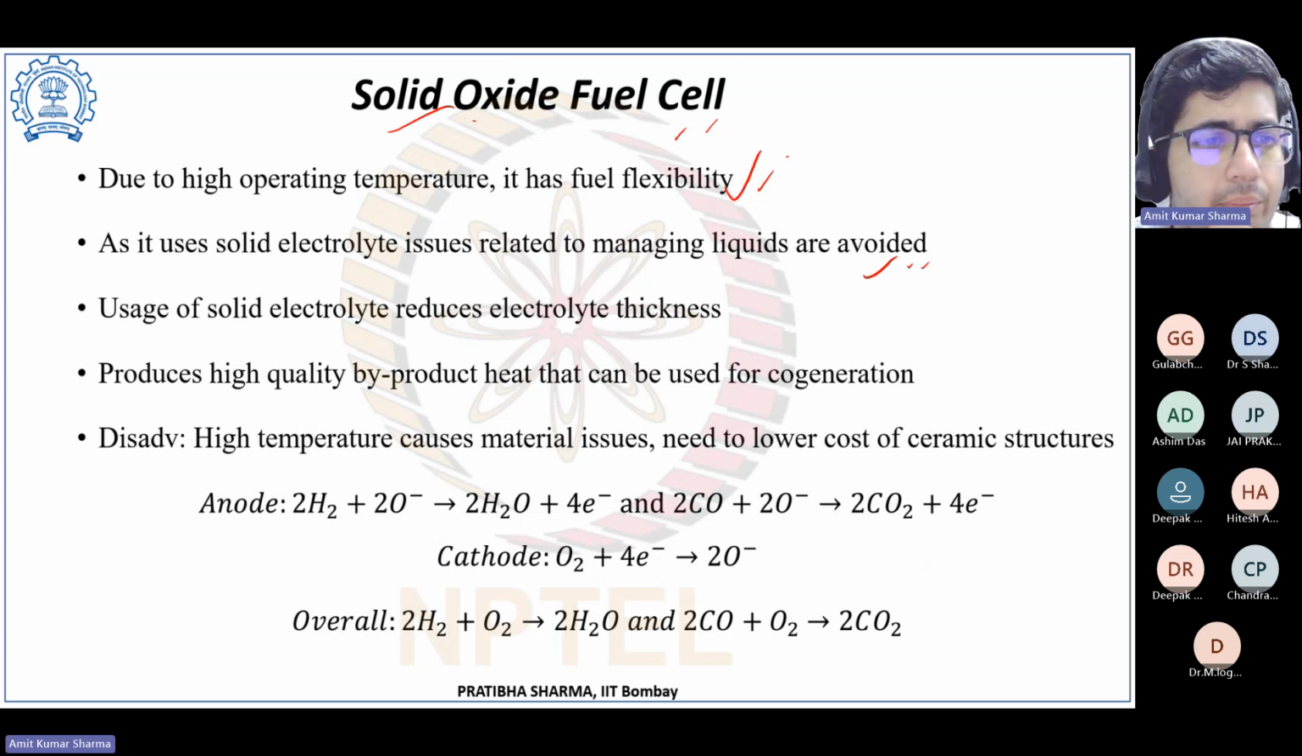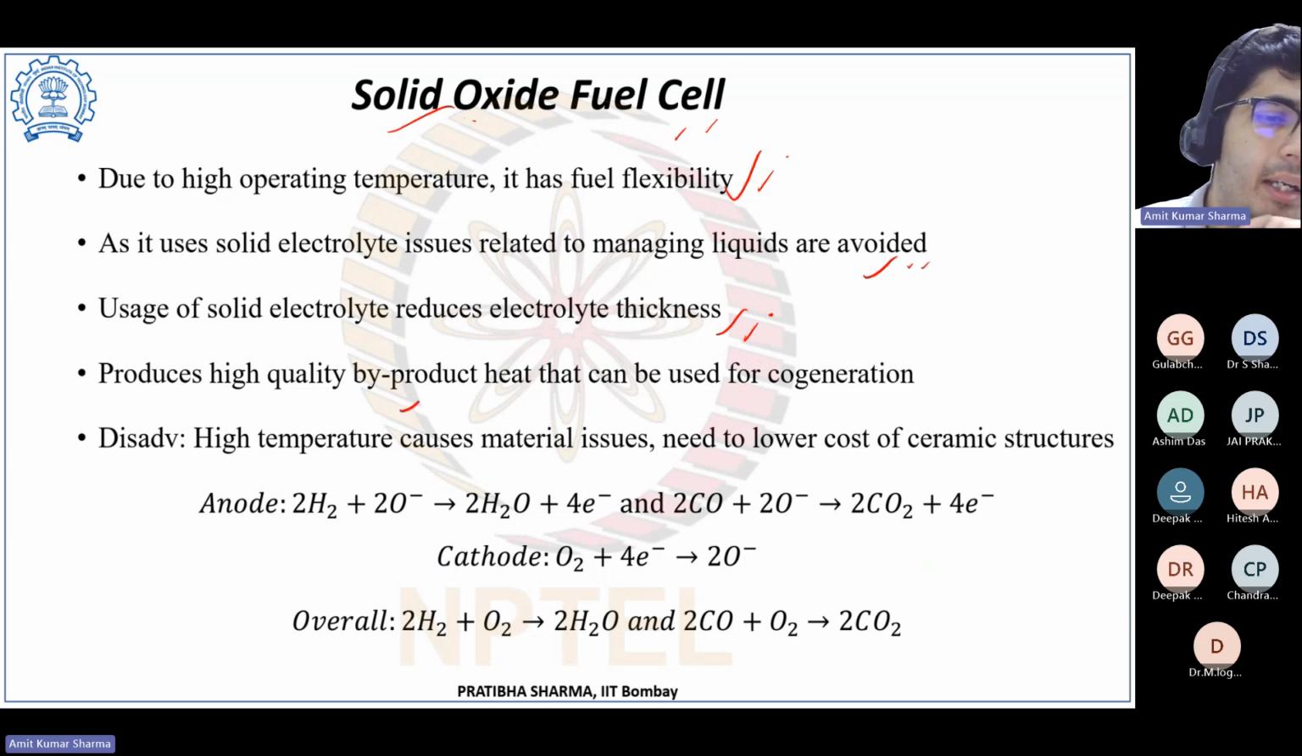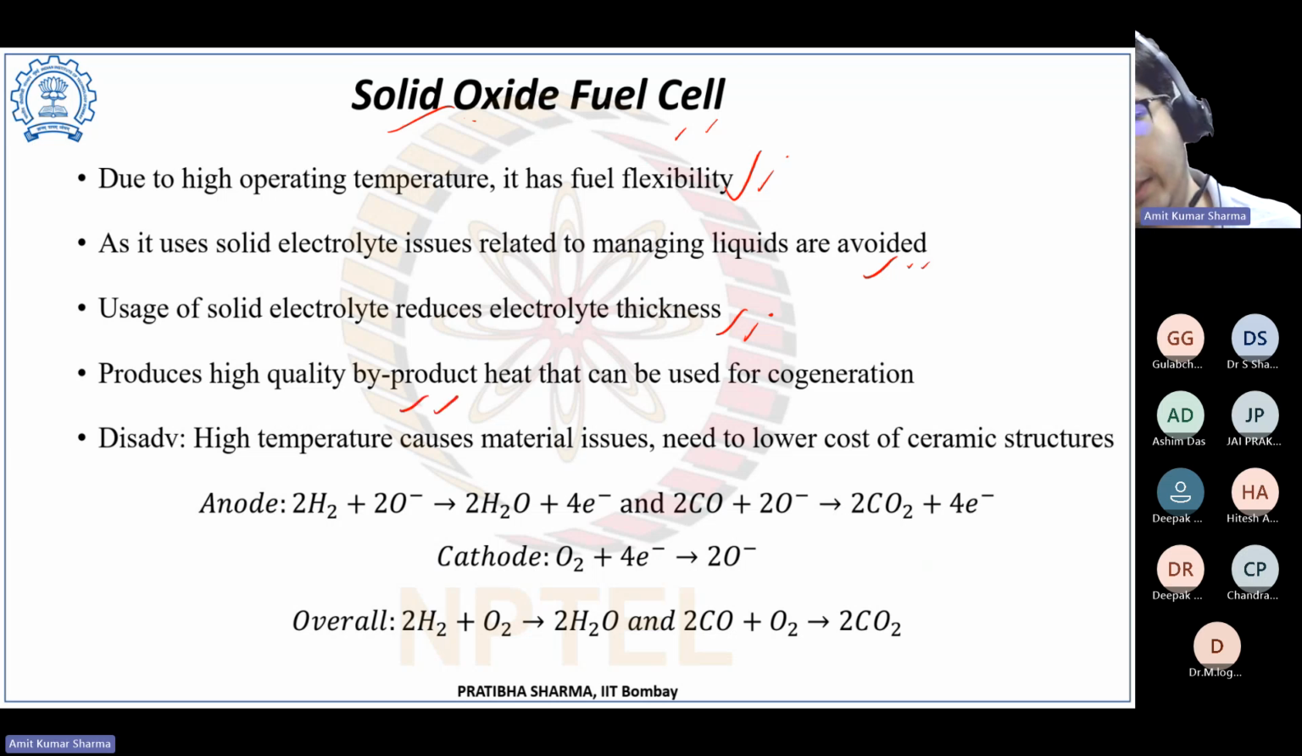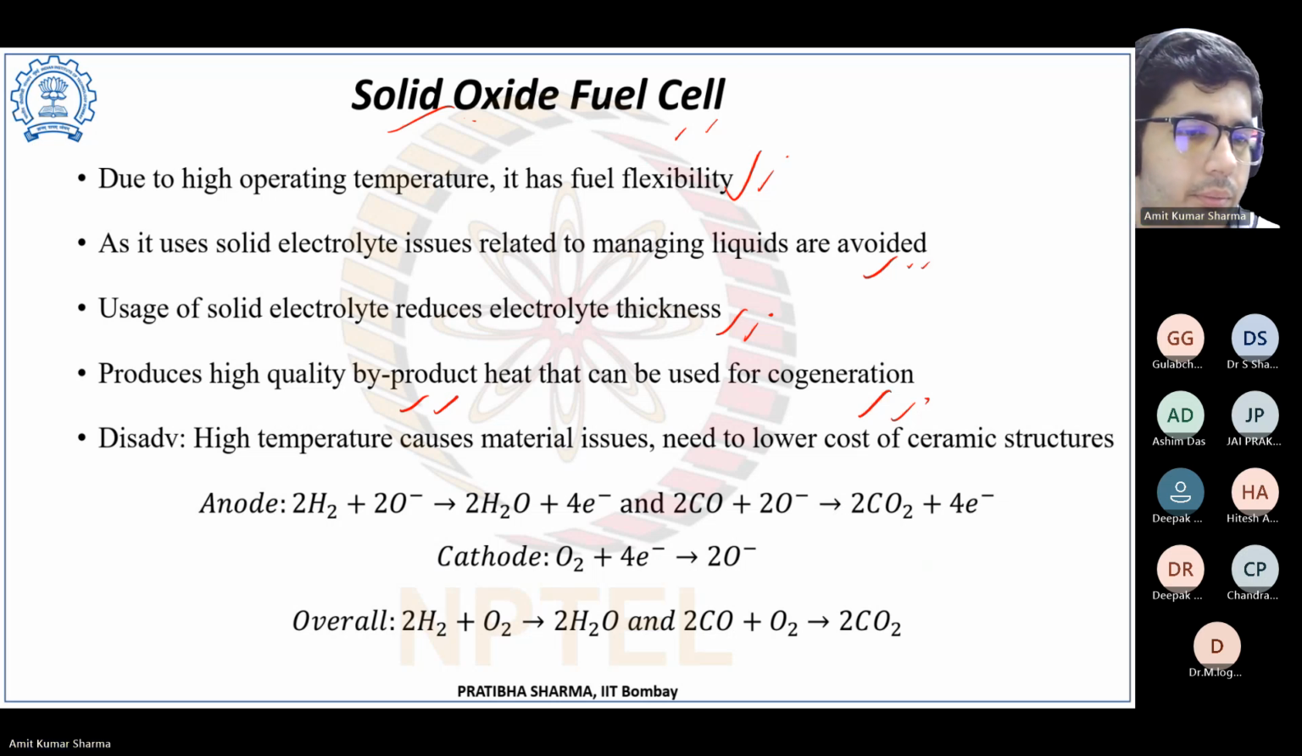So you can remove those limitations. Use of solid electrolyte reduces electrolyte thickness, so we can reduce the thickness of the electrolyte and decrease the losses. It produces high quality byproduct heat because it is working at very high temperature, so the grade of heat is also good. That can be used for cogeneration. High temperature causes material issues; need to lower the cost of ceramic structure.